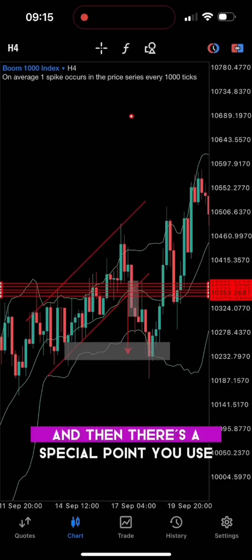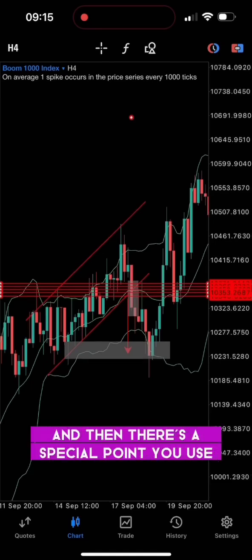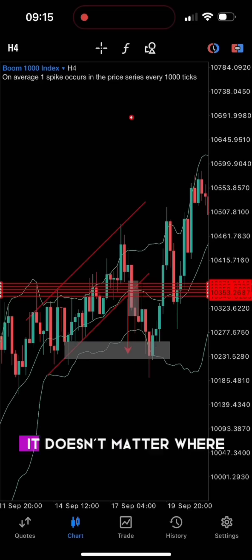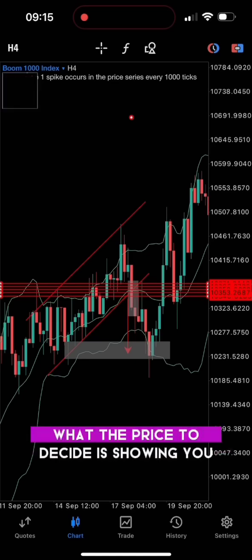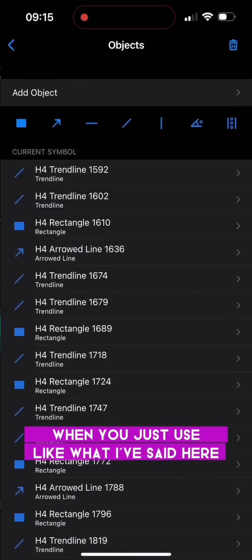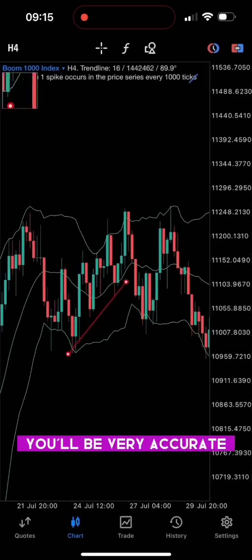and then there's a special point you use. That's your TP right there. That's how you put your TP. It doesn't matter what the price to the side is showing you. When you just use what I've said here, you will be very accurate.